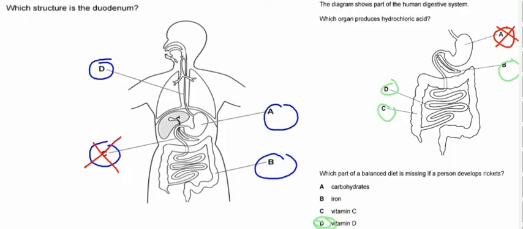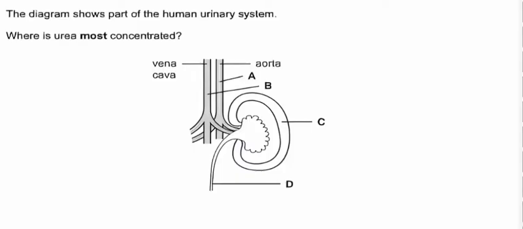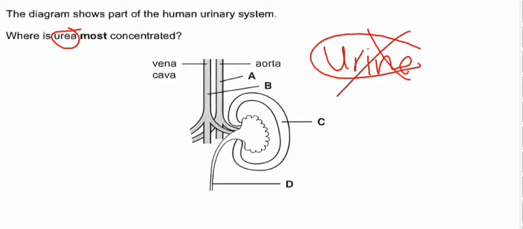The diagram shows part of the human urinary system. Where is urea most concentrated? Here they are talking about urea, not urine. So urea is concentrated in tube B. When you talk of tube D, this one here is going to have the most concentrated urine, not urea. So the answer here is B.